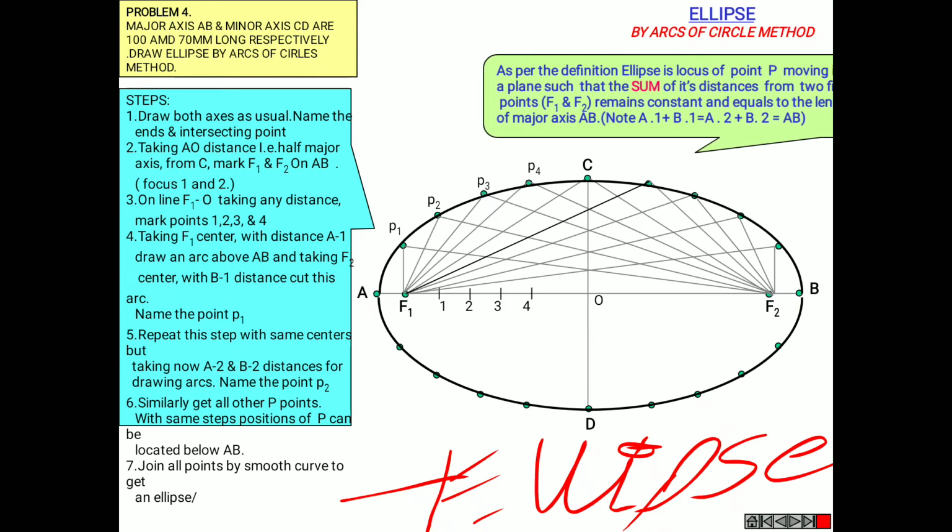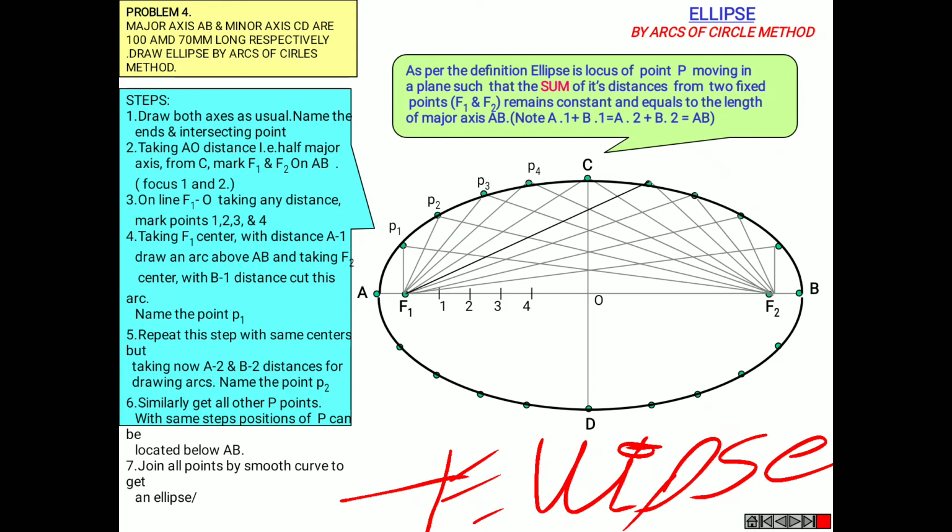See here, he's saying something about this. As per the definition, an ellipse is the locus of a point P moving in a plane such that the sum of its distances from two fixed points F1 and F2 remains constant and equals the length of the major axis AB. Note, A21 plus B21 is equal to A22 plus B22, that is equal to AB. Okay, then we will move on to the next method.